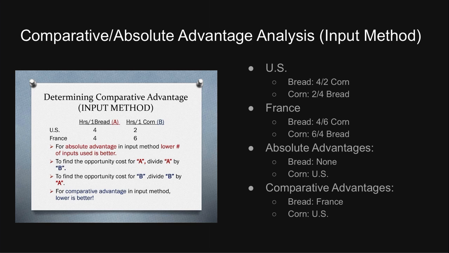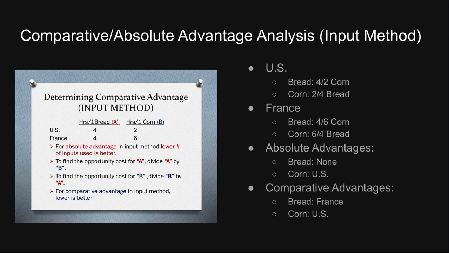the opportunity cost for producing 1 unit of bread would be 4/2 units of corn. This is because in order to produce 1 unit of bread, you need 4 hours. In order to produce 1 unit of corn, you need 2 hours. So by producing 1 unit of corn, which takes 2 hours, we are giving up the production of bread.